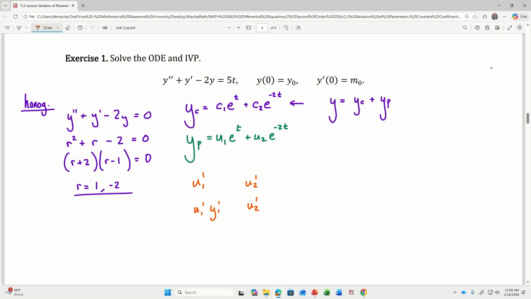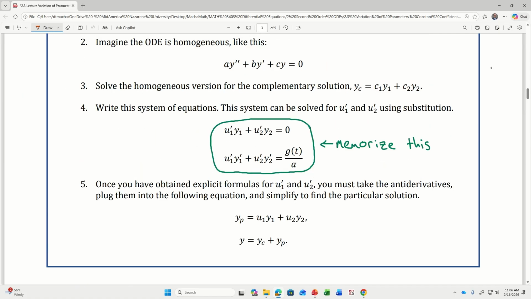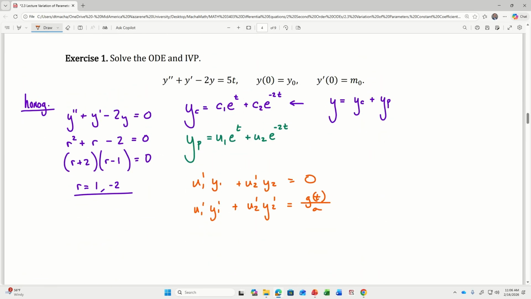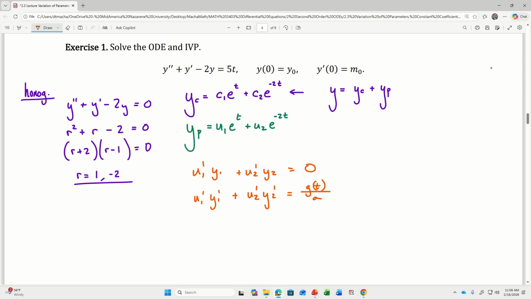You've got to memorize the system of equations where there's u1 primes and u2 primes, and there's y1 prime and y2 prime in the second equation. I think in the first equation there was just y1 and y2, and it's equal to 0. In the second equation it was equal to g of t over a. Let me make sure I copied that down correctly. So we've got to solve this orange system of equations, which is saying u1 prime e to the t plus u2 prime e to the negative 2t is equal to 0.